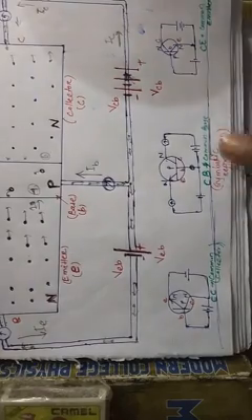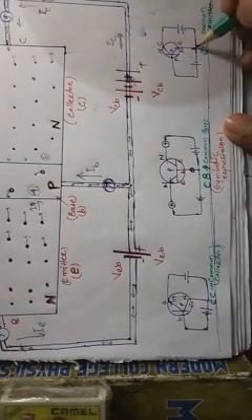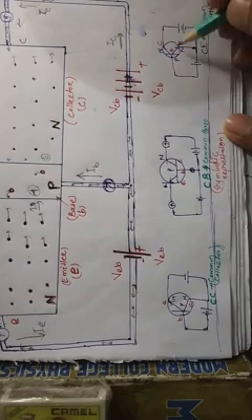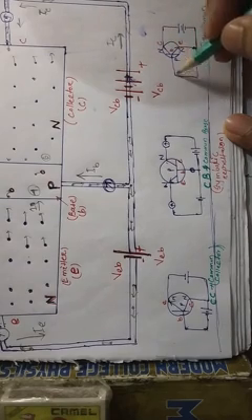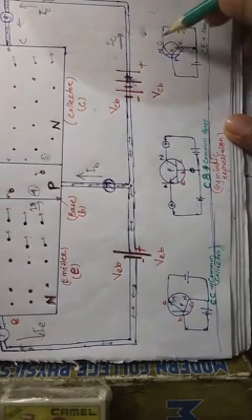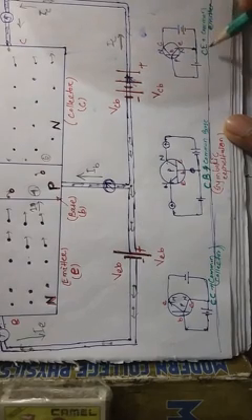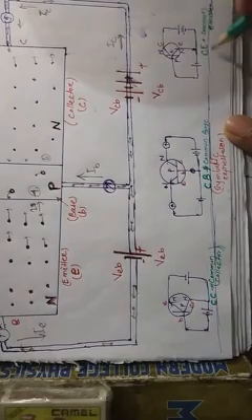Common base. Common emitter means at the emitter both the other two have to be joined. Like this, your base has to be joined, collector has to be joined. So this type of biasing will be called common emitter biasing. Common emitter.